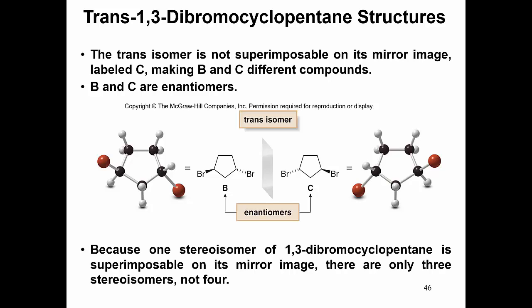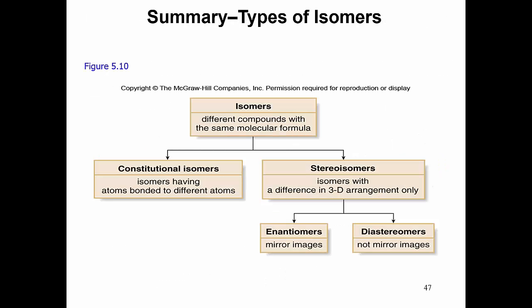We get an enantiomer. So that's kind of interesting, again, because B and C are non-superimposable mirror images. Because we have one stereoisomer as a meso compound, we only have 3 total of the possible 4 1,3-dibromocyclopentane stereoisomers. Okay? All right. So let's summarize some terms. Okay? It's not that many, but you'll be using these terms so often in your careers that it becomes second nature.